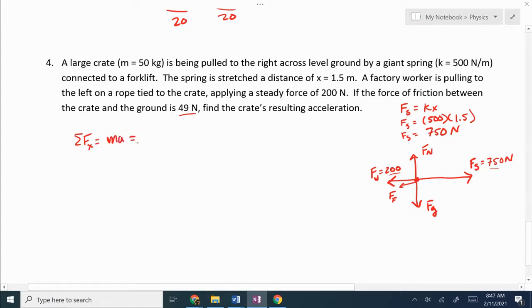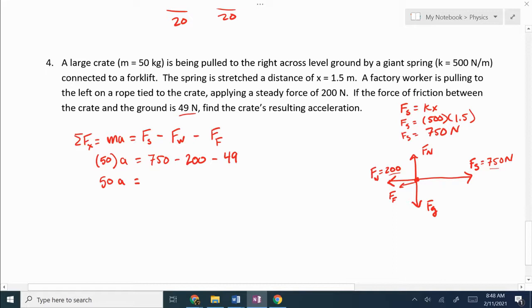Again, it's going to accelerate, so we put an MA there, and that's going to give us the force of the spring minus the force of the worker minus the force of the friction. Those two are minus because they're to the left, in the opposite direction that we're accelerating. Mass of the crate is 50. We have A is equal to, we know the force of the spring is 750. We just calculated that. The force of the worker is given as 200, and the force of friction is given as 49 newtons.